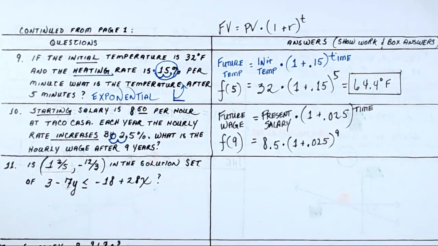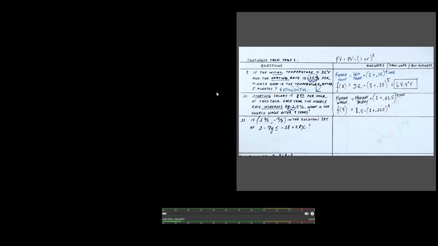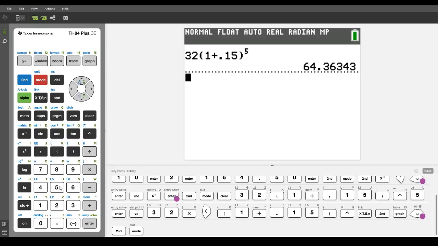So we go to our calculator. And again, we can put this in one of two ways. We'll just put in 8.5 times, you don't have to put the times symbol. I keep forgetting that. You can just put in the open parentheses, 1 plus 0.025, close parentheses, hit this little caret symbol or house or whatever, and then put in 9 for 9 years and hit enter. And you get $10.62 per hour.